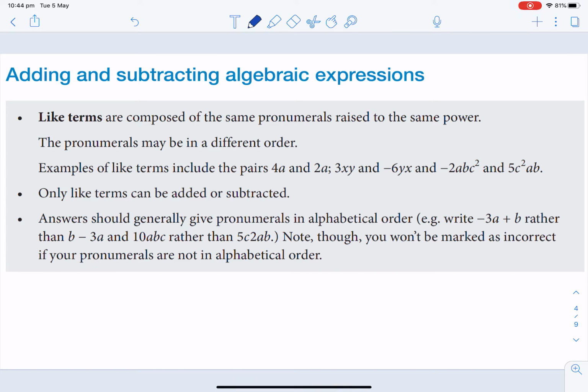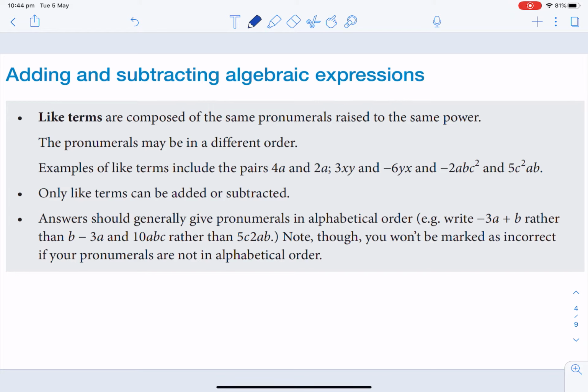Think of your fruit bowl. Can you add apples and bananas and end up with the same fruit? No. You can only add apples and apples or bananas and bananas. But if you had an apple and a banana, you could add a second apple and banana because they are like terms, or like fruit.